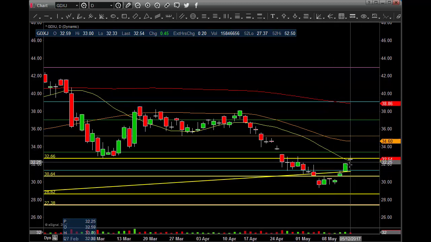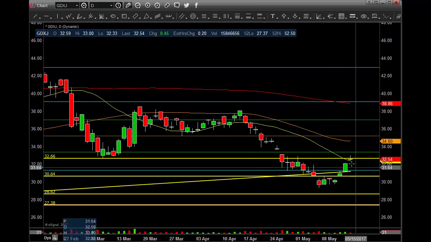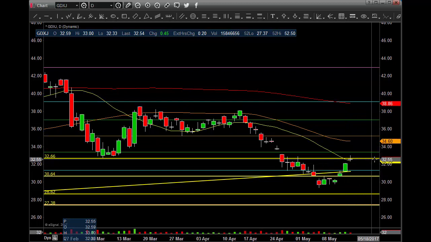But GDX looking good, guys. Got to get above this. Got to fill these gaps and try to get above the 50. If it gets above that, guys, we're going right here at 38 bucks. But a couple steps at a time. Or sideways consolidation for an up move, or it fades and then comes right back down.